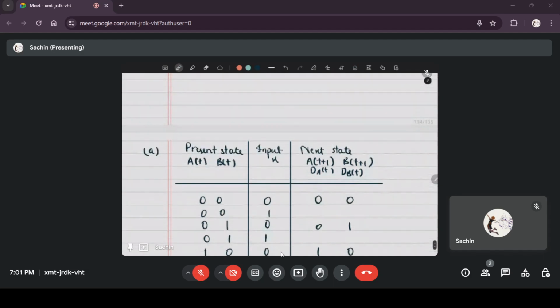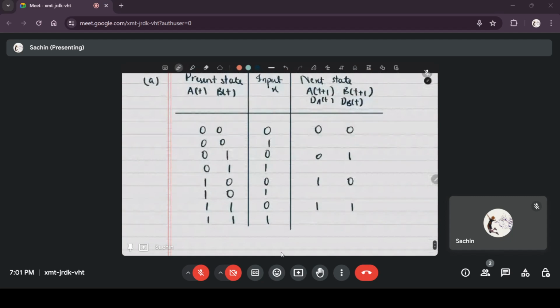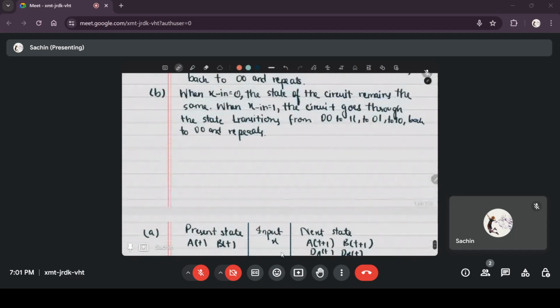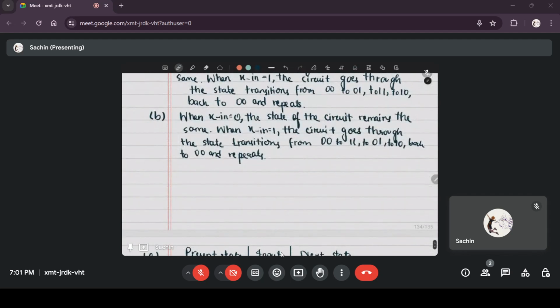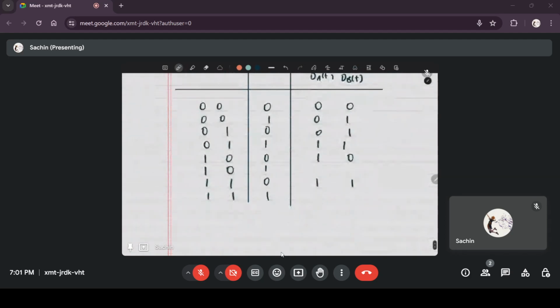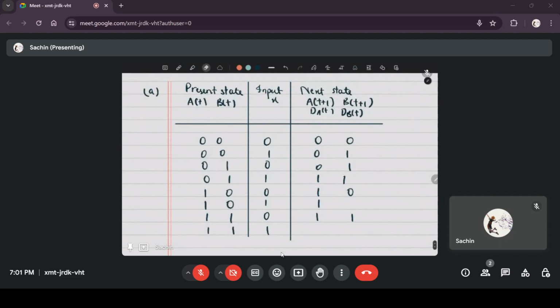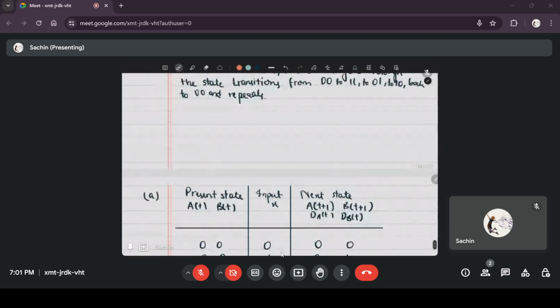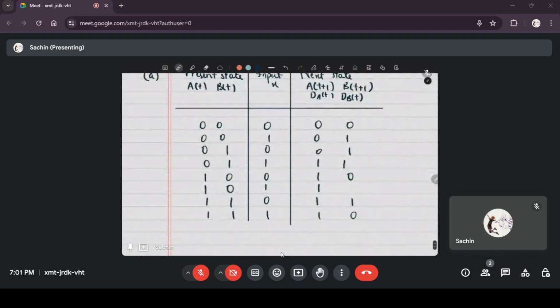When the input is 1, the following transition should happen: 0 0 should go to 0 1, 0 1 should go to 1 1, 1 1 should go to 1 0, and 1 0 should go back to 0 0.